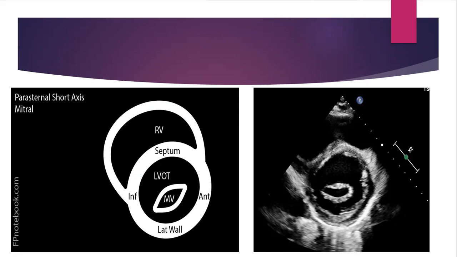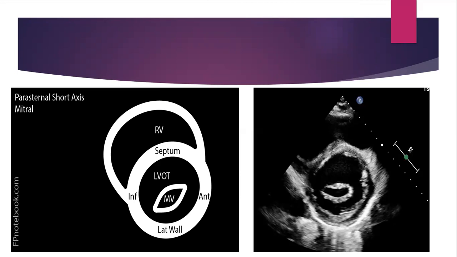For the parasternal short axis of the mitral valve, in this case, the cursor is put between the fourth and fifth intercostal space, mid-clavicular line, and then it is pointed towards the left part of the bed, or towards the right shoulder. Then you'll see the right ventricle and the right ventricular outflow. Then you see the mitral valve, anterior and inferior, then the lateral wall. That is how it looks in an ultrasound.